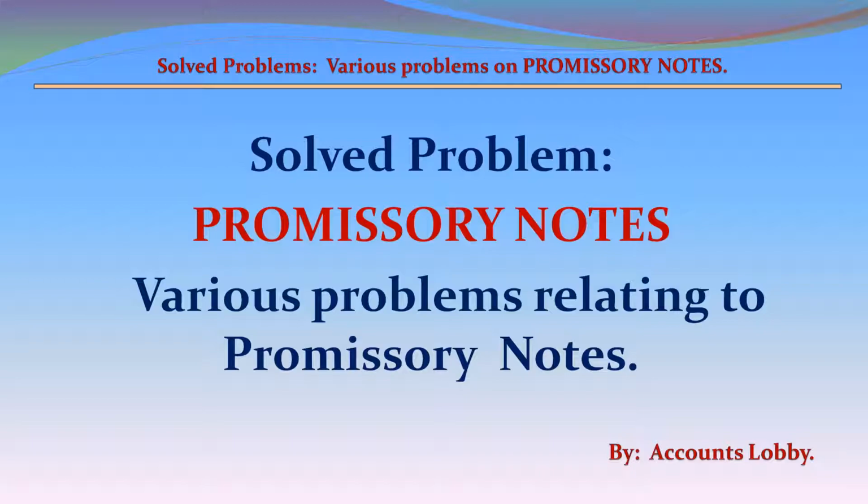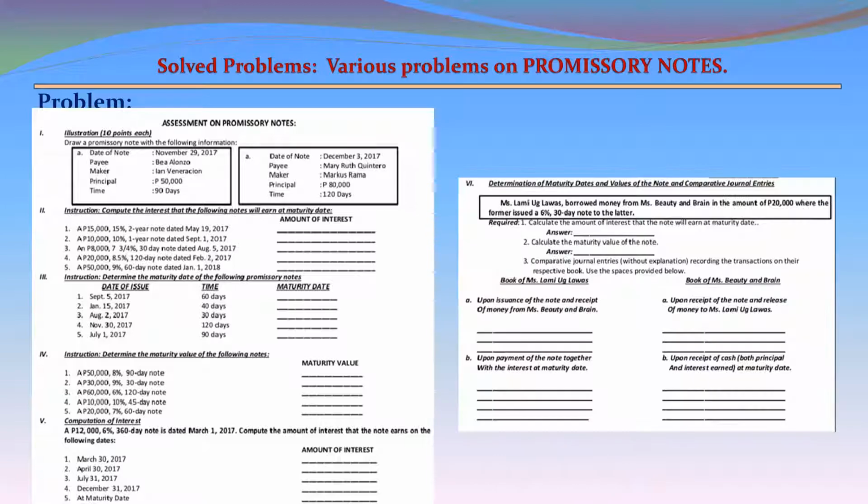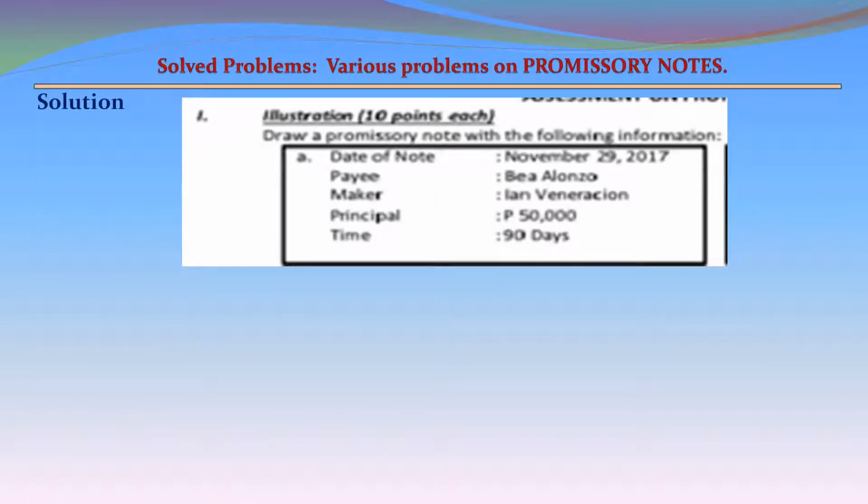Solved problems. Promissory note. Various problems relating to promissory notes. Draw a promissory note with the following information. Date of note: November 29, 2017. Payee: Bay Alonza. Maker: Eon Veneration. Principal amount: P50,000. Time: 90 days.